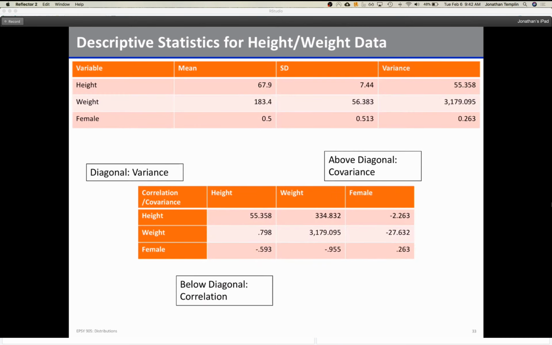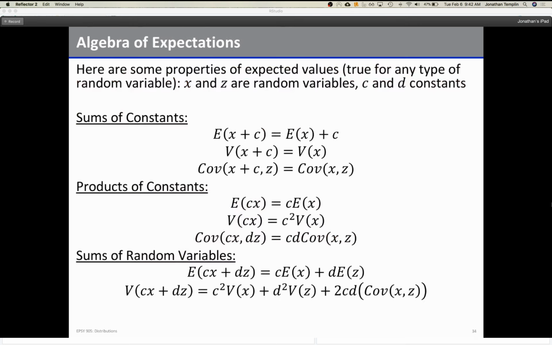So for instance, let's go back to the height-weight data set that we had seen earlier in the class. This is a sample of people. Half of them are male, half of them are female, and we have heights in inches and weights in pounds. We also have a covariance matrix up here above the diagonal and correlation below the diagonal.